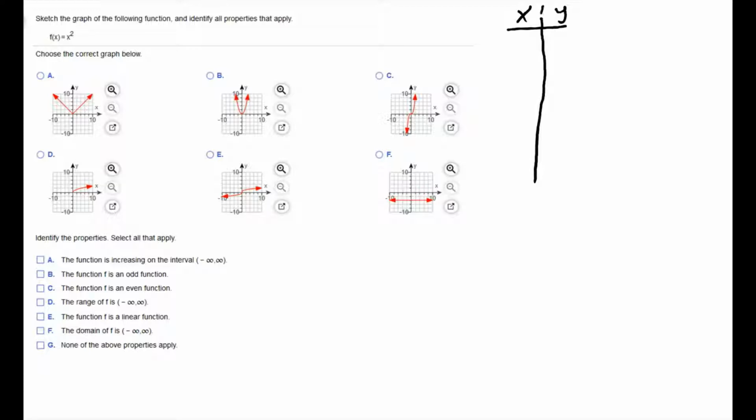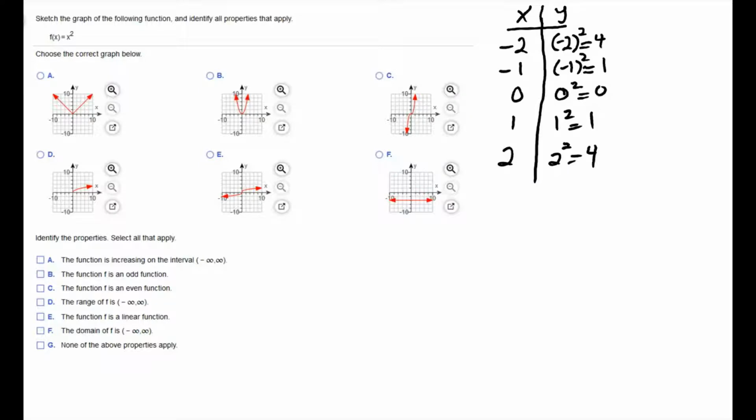And I will choose kind of a standard set of points that I almost always choose. And that's -2, -1, 0, 1, and 2. Then I'm going to substitute these values in for x. -2 squared is +4. -1 squared is +1. 0 squared is 0. 1 squared is 1. And 2 squared is 4.